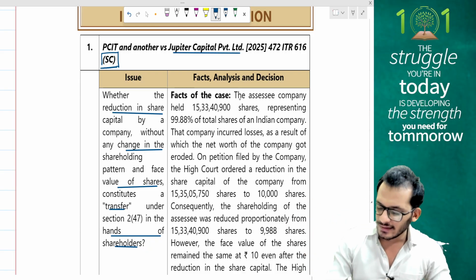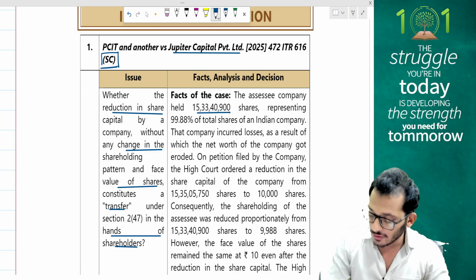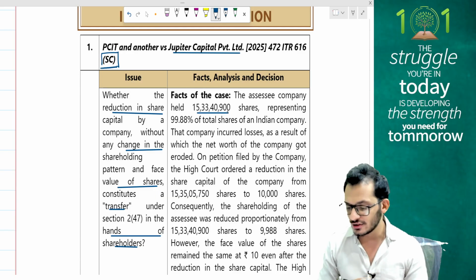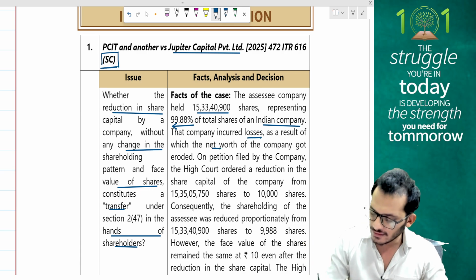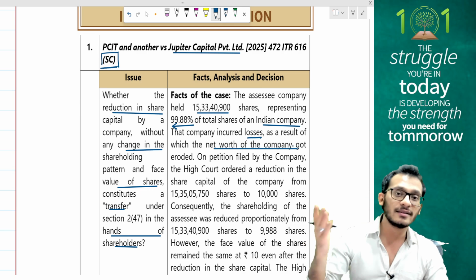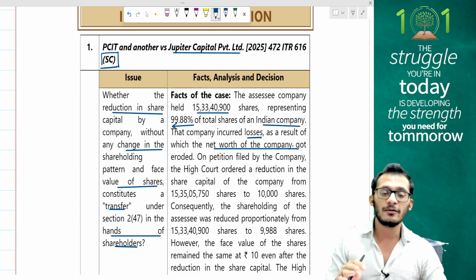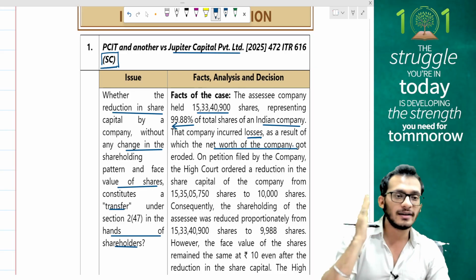The case law says the assessee company had 15 crore 33 lakh 40,900 shares, representing 99.88% of the total shares of the Indian company. The company had incurred losses, as a result of which the net worth of the company got eroded. So here is a case where the company had a net worth loss, and therefore whatever money was given to the shareholder also was not treated as dividends.